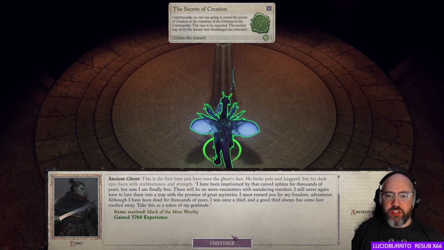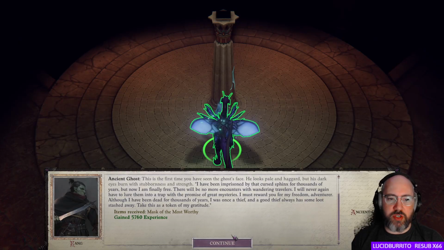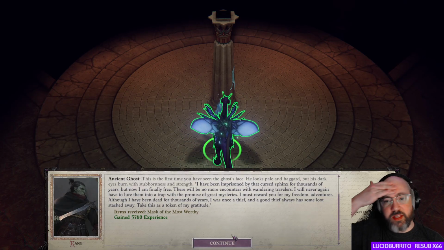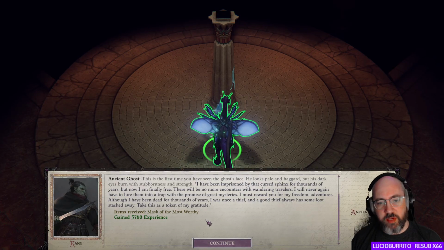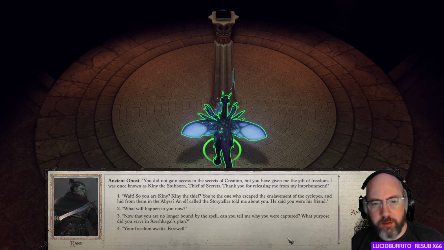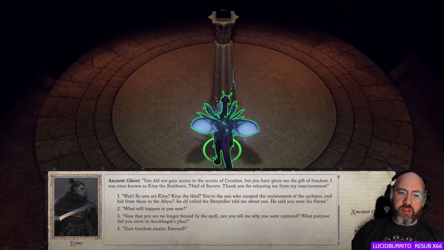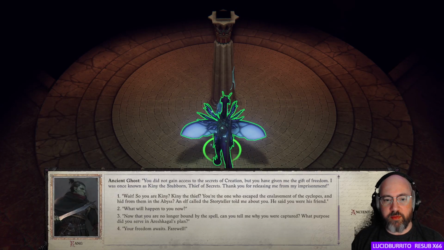This is the first time you've seen the ghost's face. He looks pale and haggard, but his dark eyes burn with stubbornness and strength. I've been imprisoned by that cursed Sphinx for thousands of years, and now I am finally free. There will be no more encounters with wandering travelers. I will never again have to lure them into a trap with the promise of great mysteries. I must reward you for your freedom, adventurer. Although I have been dead for 1,000 years, I was once a thief, and a good thief has always some loot stashed away. Take this, Mask of the Most Worthy. You did not gain access to the secrets of creation, but you have given me the gift of freedom. I was once known as Kaini the Stubborn, Thief of Secrets. Oh, bro, thank you for relieving me.